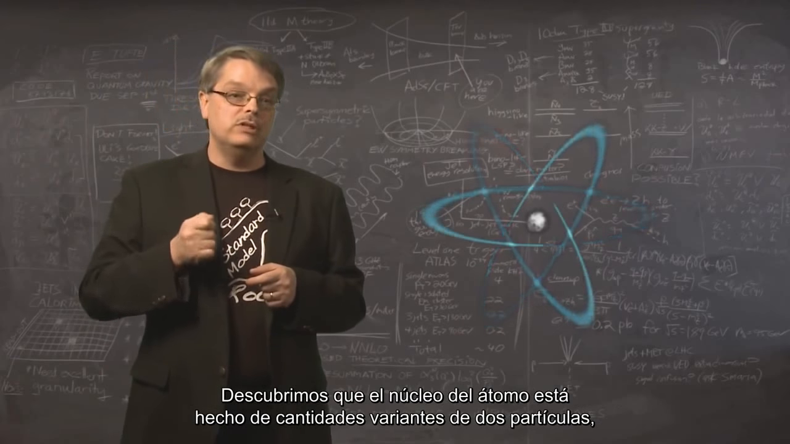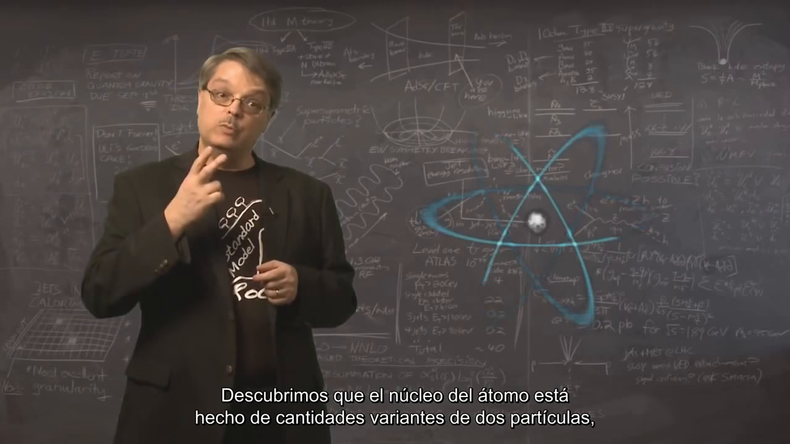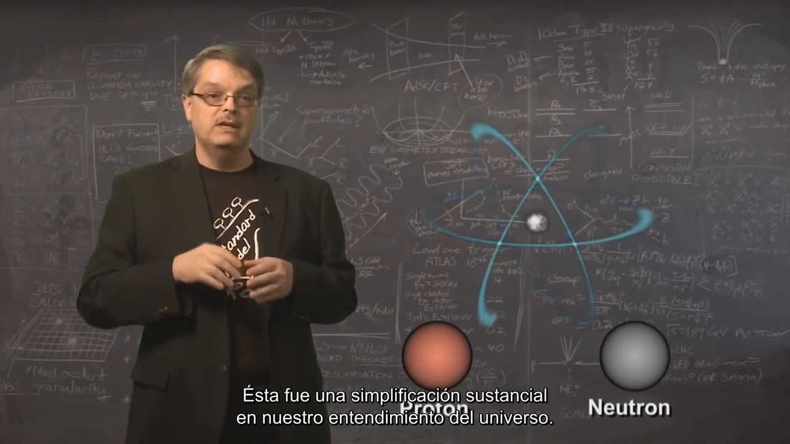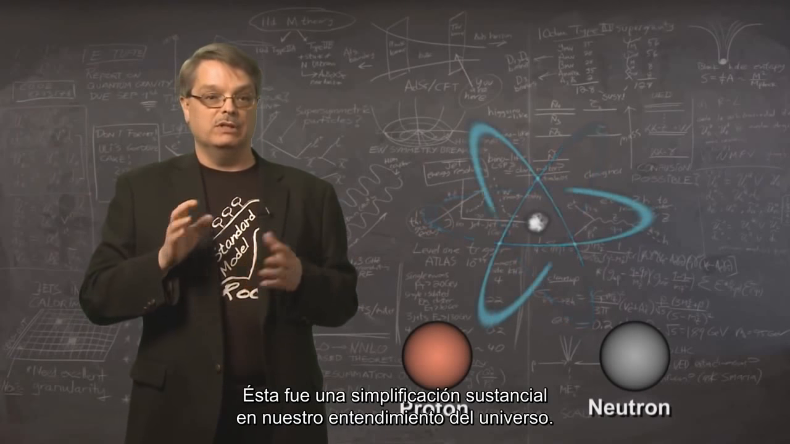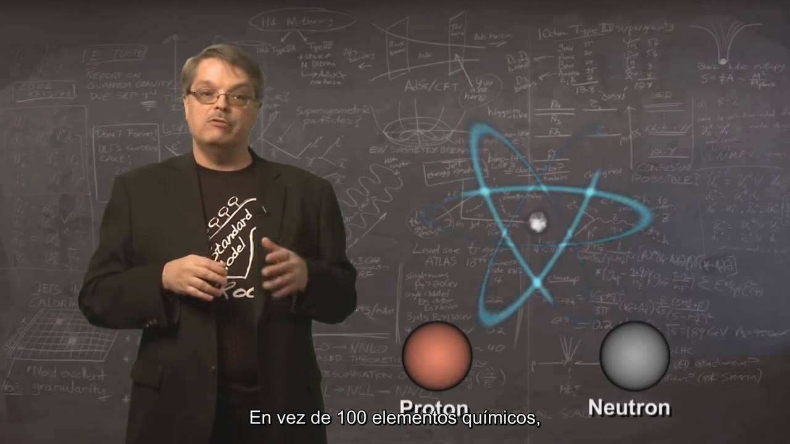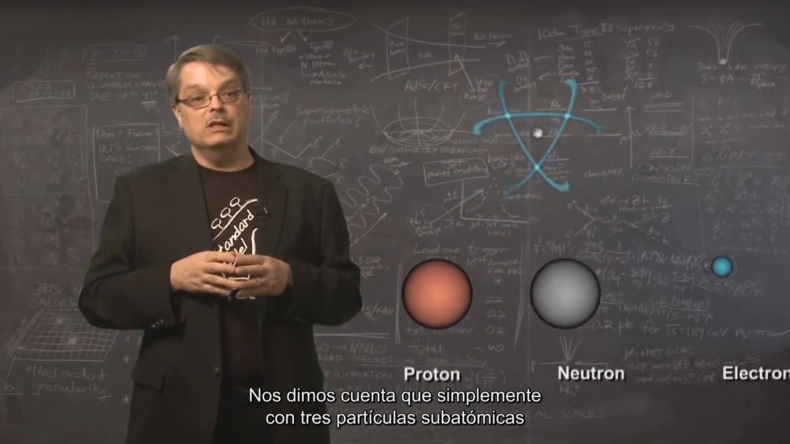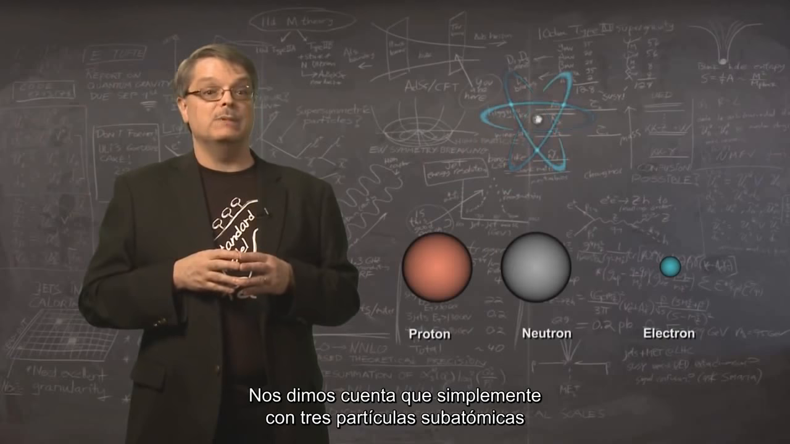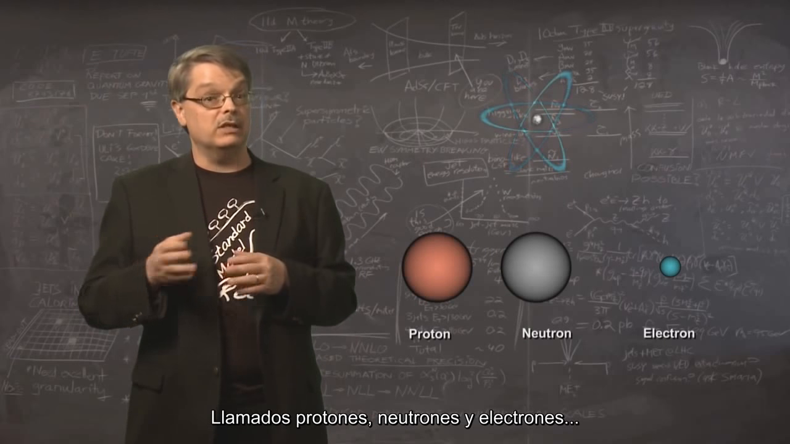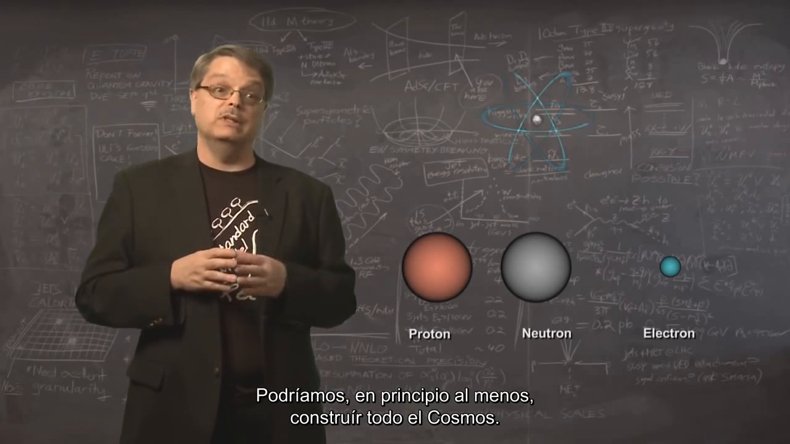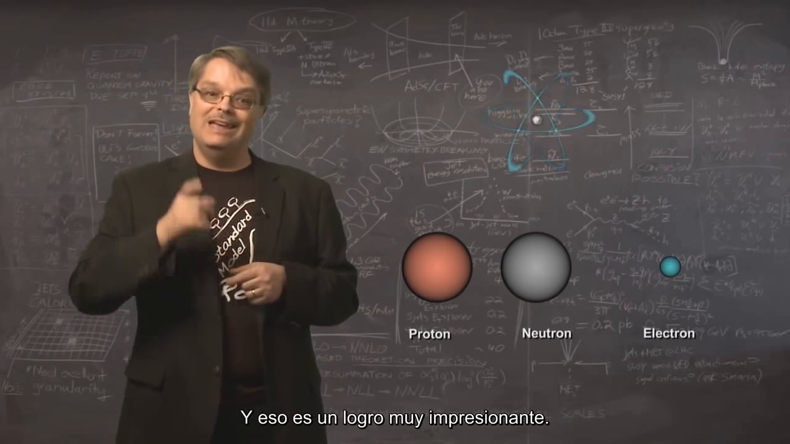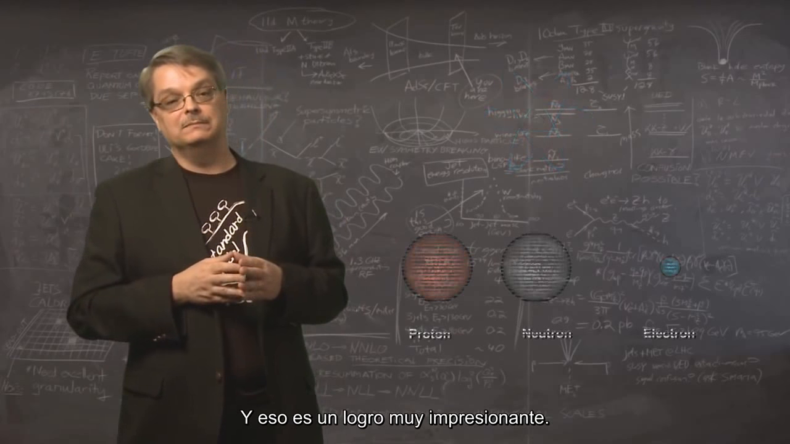We discovered that the nucleus of the atom was made of varying numbers of two particles called protons and neutrons. This was a substantial simplification in our understanding of the universe. Rather than 100 chemical elements, we now realized that with a mere 3 subatomic particles called protons, neutrons, and electrons, we could, in principle at least, construct an entire cosmos. And that is a pretty impressive achievement.